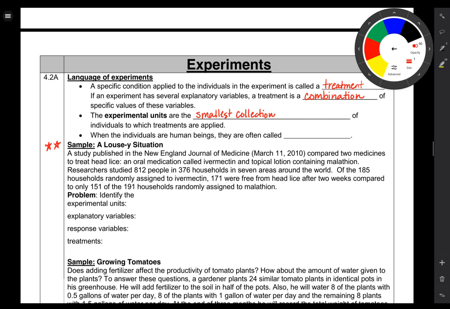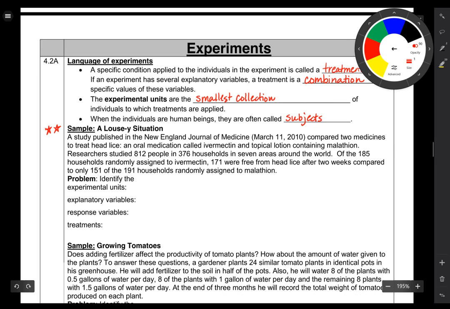When the individuals are human beings, they are often called subjects, but in many textbooks, I've also seen that subjects can be animals, they can be plants. They can be other things, but some books just say if they're humans, they're often called subjects. Okay, let's look at our first example in which we have to identify the experimental units, the explanatory and response variables, and the treatments. So we will do two examples like this.